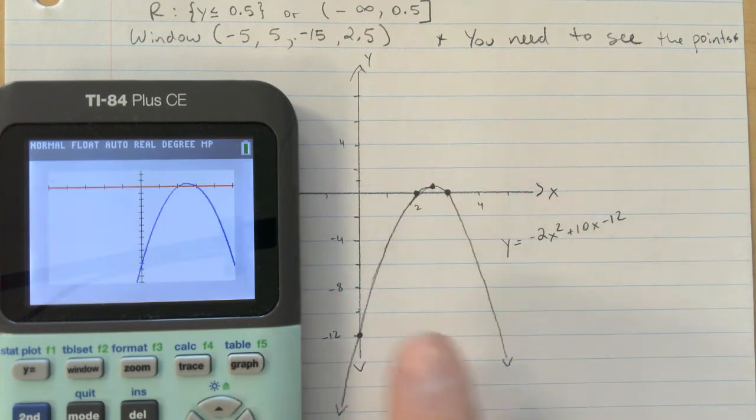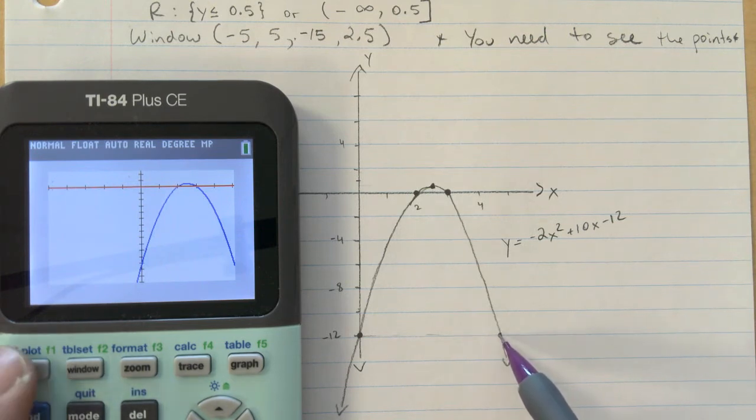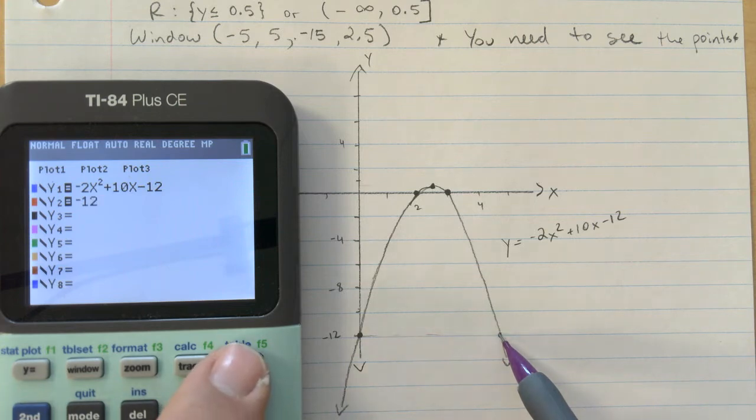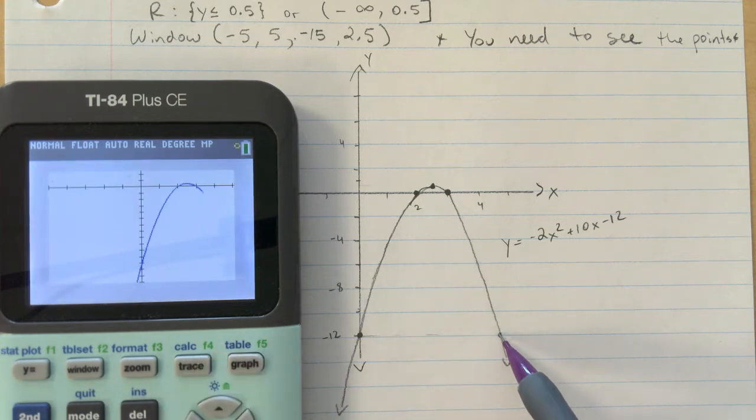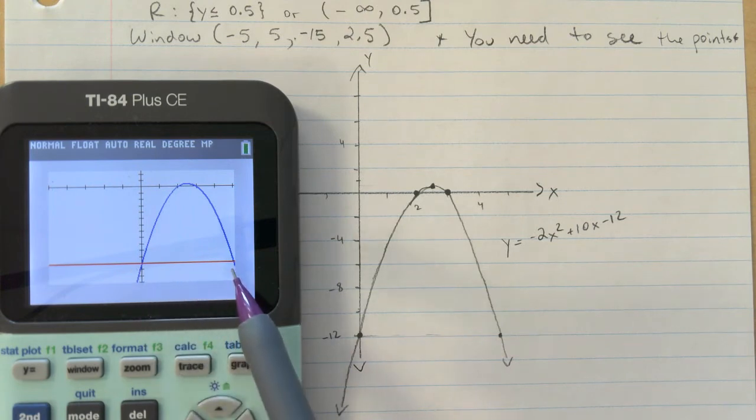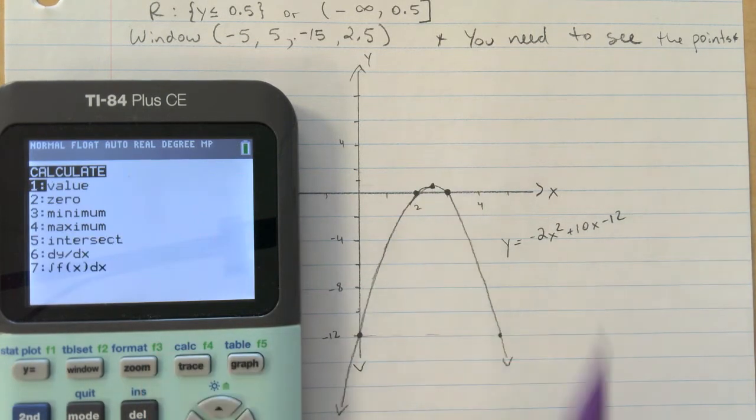If you were to graph this and you know that (0, -12) is here, there's going to be another point here. How could you find the coordinates of that one? Well, you go to y2 equals negative 12, and it's going to draw a line through. Can you find that point? You can, right? Second trace 5. So that's a trick sometimes.